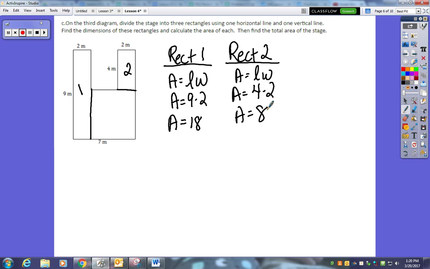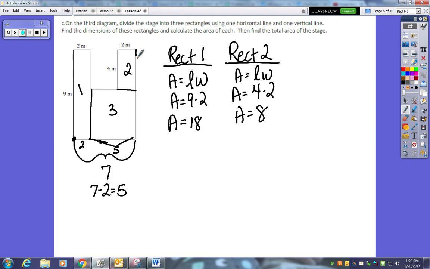Now I just need to figure out the dimensions of the other rectangle, or rectangle 3 I'll call it. Remember that this is a full 7. We know this is 2 from here to here. So 7 minus 2 would give us 5, and I'm just going to cross that out, for this piece right here.